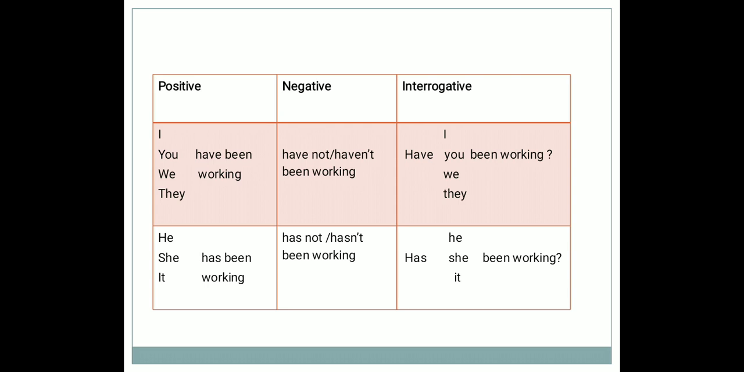Okay. Now let's see its question form, or interrogative form. Here you first need to put have or has in the front, followed by the subject. For example, have I been working? Have you been working? Have we been working? Have they been working? Has he been working? Has she been working? Has it been working?